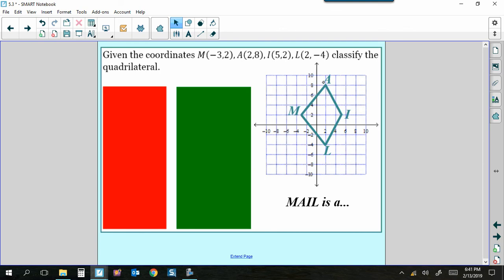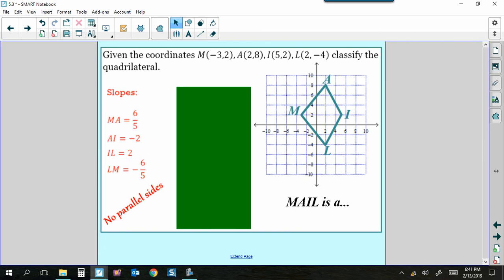For the next side, AI, I'm going down 2, 4, 6, right 2, 3. So I actually have a slope of -2: down 2, right 1, down 2, right 1, down 2, right 1. For IL, I go up 2, 4, 6, and then 2, 3. For ML, I go down 2, 4, 6, and right 2, 4, 5. These are the slopes we're getting. From our first lesson, to be parallel you have to have the same slopes, which none of these are. So because none of these slopes are the same, we cannot say that MAIL is a parallelogram.